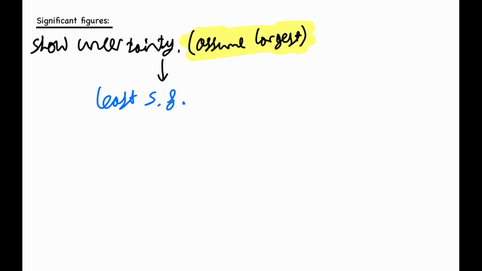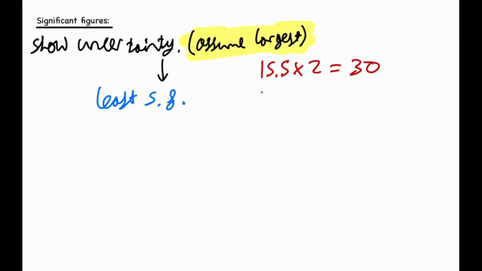Let's do some examples. Say we have 15.5 times 2. We don't have any uncertainties on this data, so we would get 31 if we multiply these two. However, because we are assuming the largest uncertainty, we will leave it to the same significant figures as the least possible in the calculation. So for example, the least one here is just 2, which is just one significant figure. So we'll leave the value as 30 instead of 31, because we will just round to one significant figure. Let's do another example.